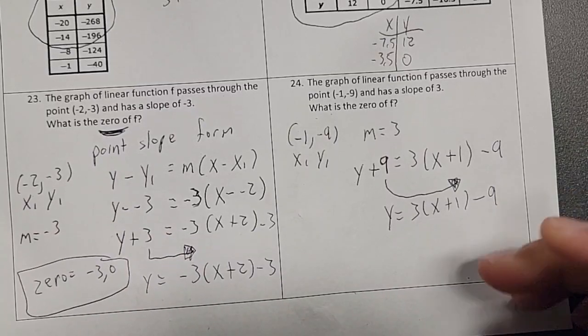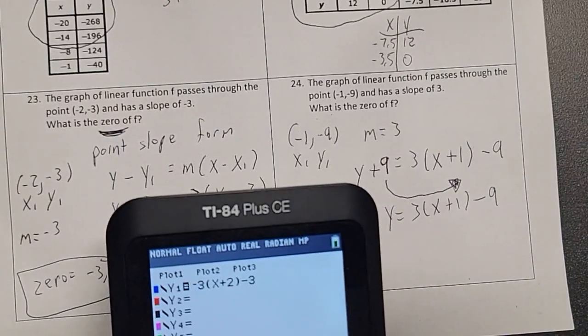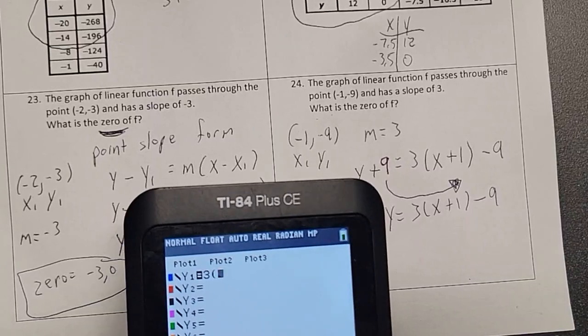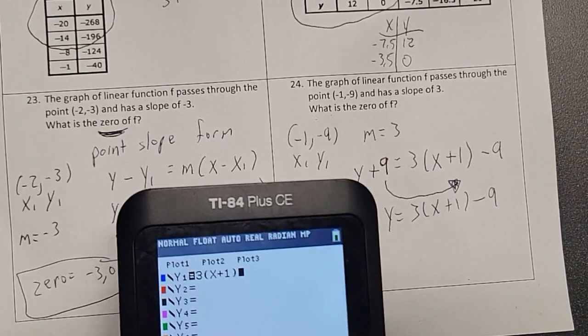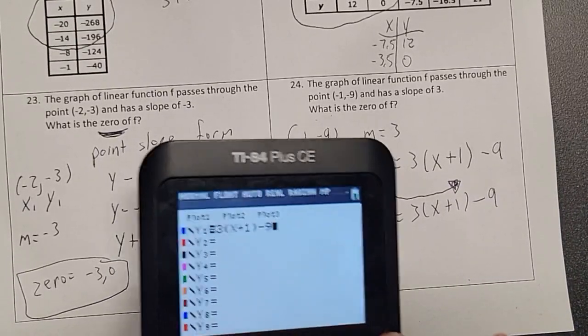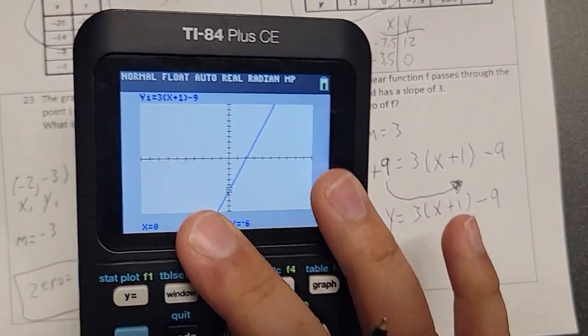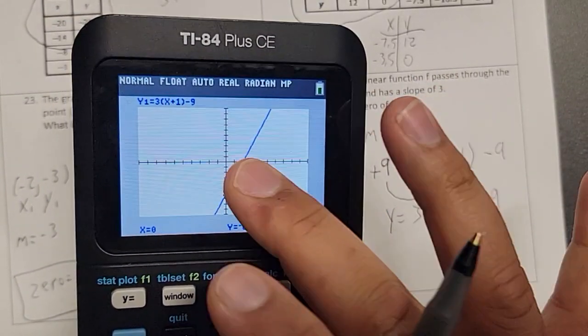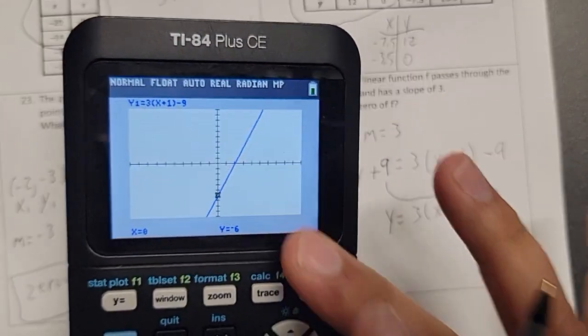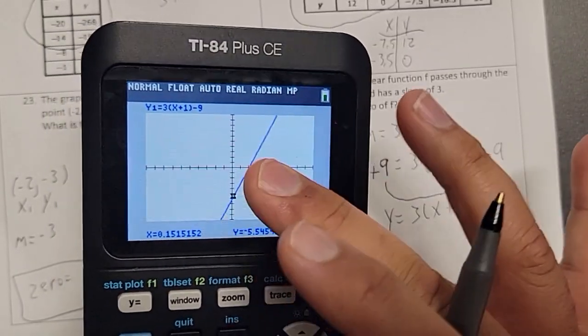Let's put this in the calculator. Okay, here, 3 parentheses x plus 1 parentheses minus 9. And let's push trace. Okay, we push trace. This is the y-intercept, but I need to find the 0, which is the x-intercept. So move your little marker over here.